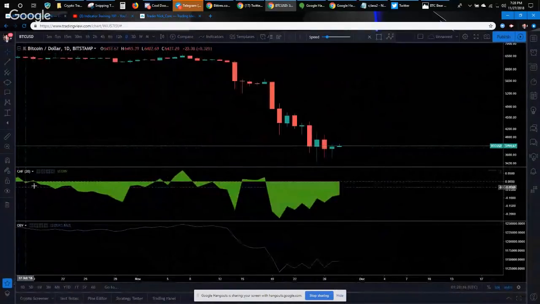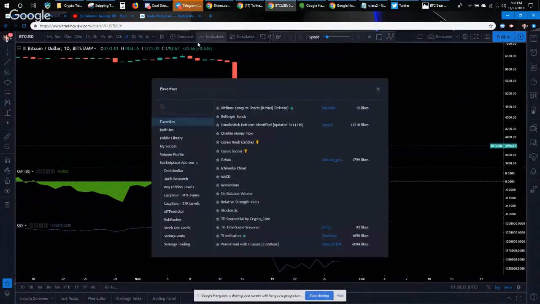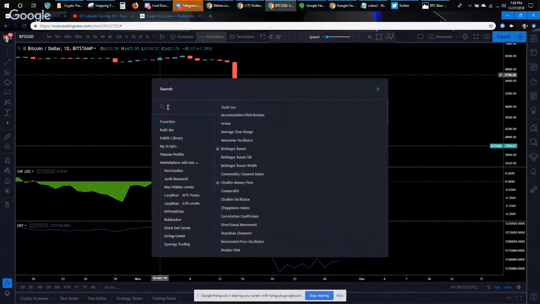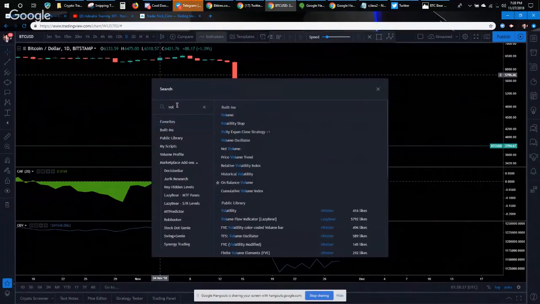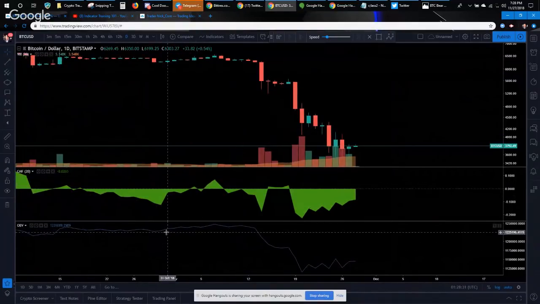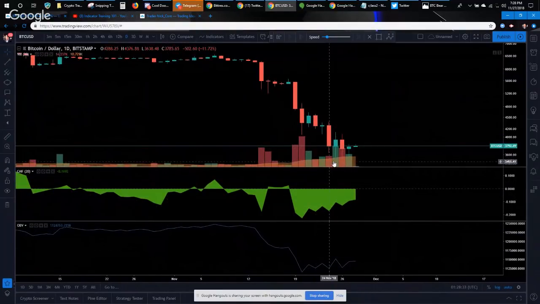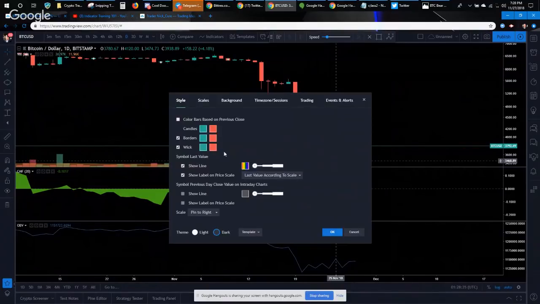So what is the CMF and the OBV? They are volume indicators. Now you have your traditional volume. You have your traditional volume indicator right here, which is generally garbage to me. What does this tell me? Not much. You have the moving average here.